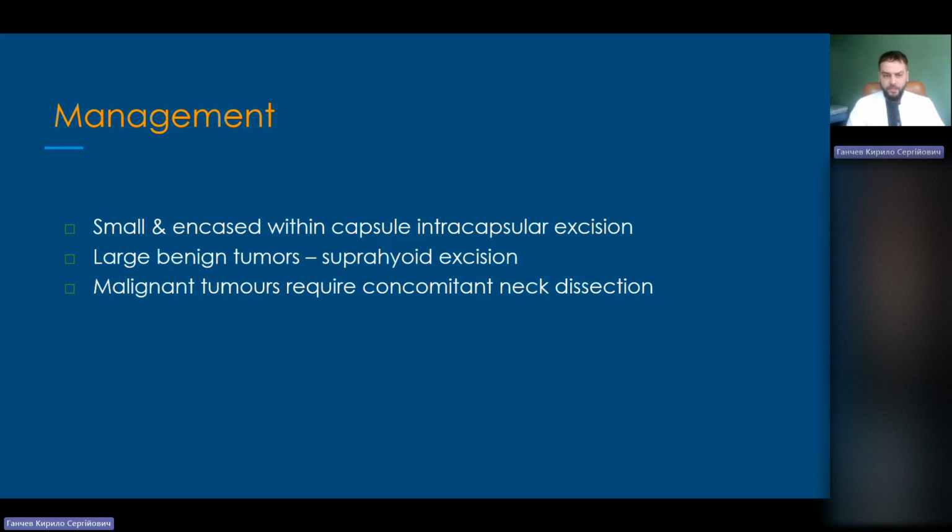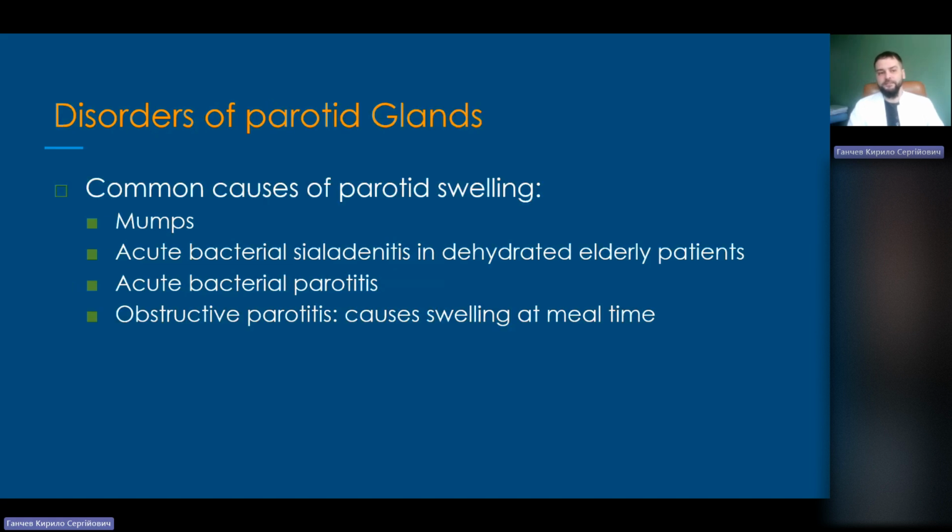Management. Small tumors encased within a capsule: intracapsular excision. Large benign tumors should be excised supracapsularly. Malignant tumors require radical excision with neck dissection. It's all about maxillofacial surgery, of course. Dentists do not do that, please.